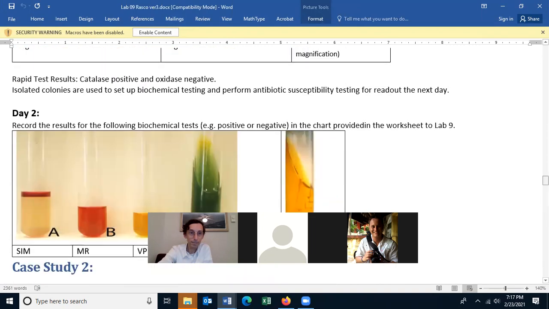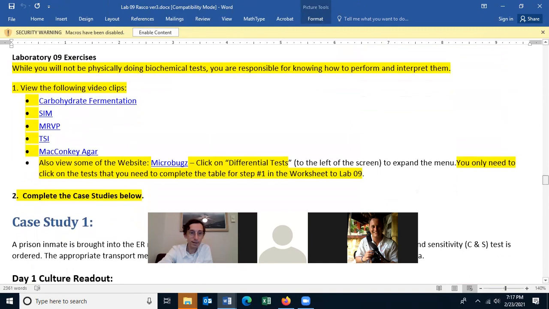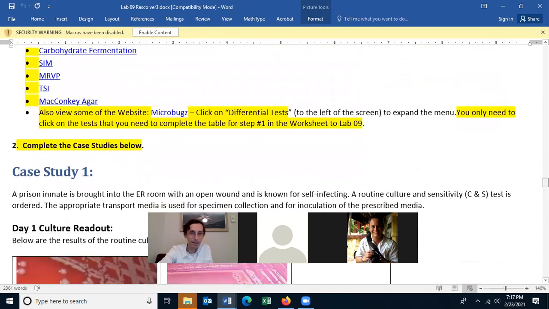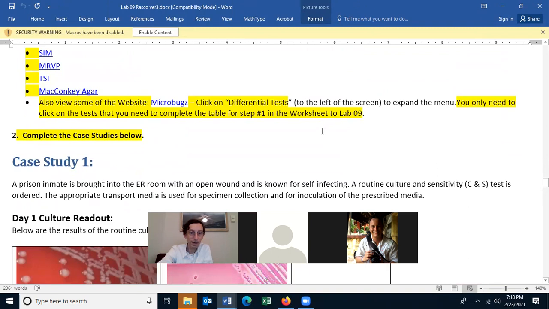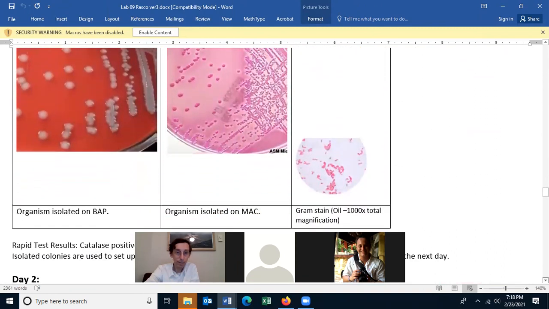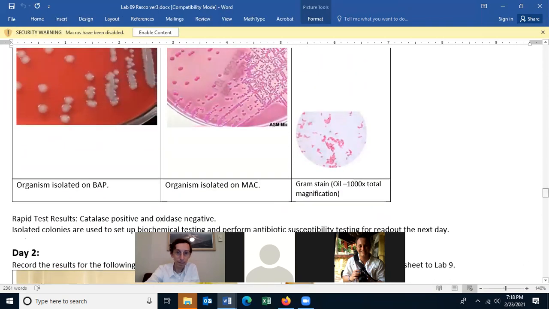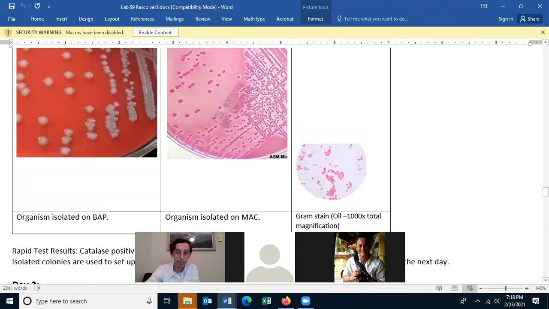Let's move back. So fill in that table and complete the worksheet to Lab 9. You also need to complete the case studies, and I've got the case studies below. Case study 1, shown here, a person has come in with an infection. They cultured it on a blood agar plate, and it looks like MacConkey's. And then there's the Gram stain.